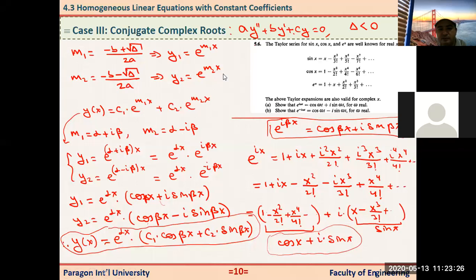We also have here examples, okay? And we will use these things in examples.